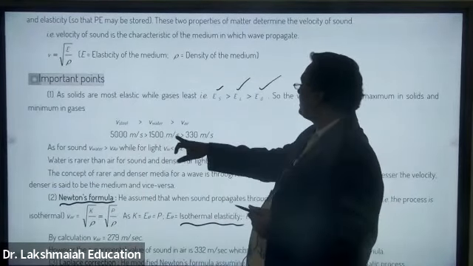They ask this question one time. Newton's formula. Newton will come in all subjects here. I think Newton came in chemistry also. Newton's law, sir.